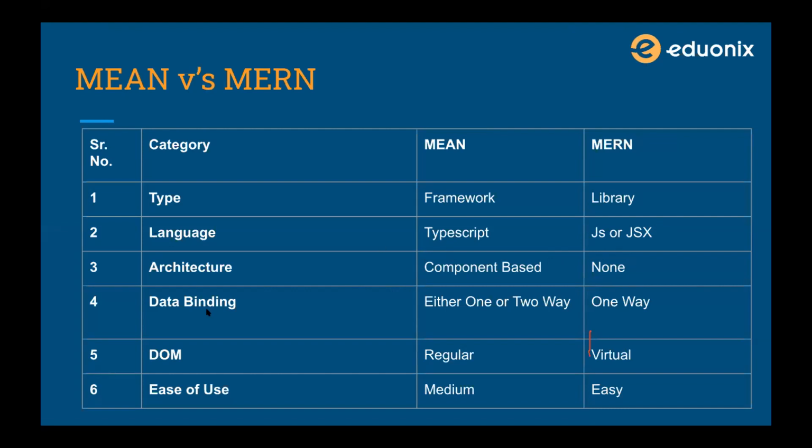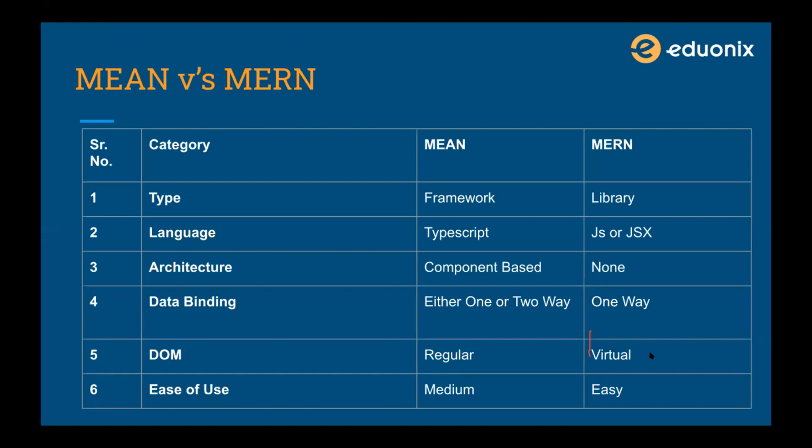Now, most of you won't be aware of it, but data binding is how I bind my data from the UI to the backend. The data binding is either two-way or one-way, and it's only one-way in the MERN stack. Now DOM. Whenever a page is loaded on the browser, a whole HTML script comes up. Now MEAN follows a regular DOM and MERN follows a virtual DOM.